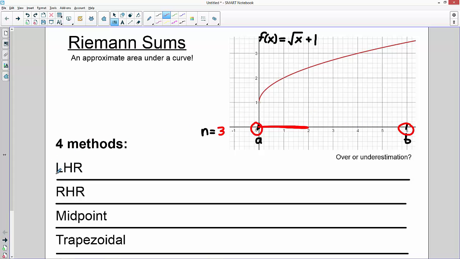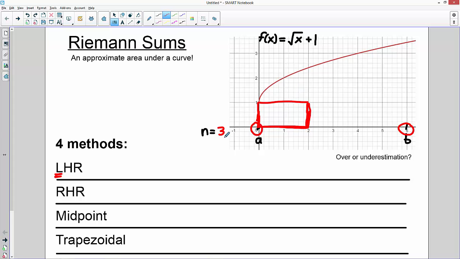Okay, so let's focus on left-hand rule. Left-hand rule means left, meaning when we draw our rectangle, we're going to draw up here, and we're going to draw up here. But what we're going to do is, left-hand rule, this L here says the left side will drive the height of your rectangle. So we go up the left side of my rectangle until I hit the function. The function is this red line here, which is square root of x plus 1. And we stop as soon as we hit the function. Once we do that, we go straight across, because that's the height of my rectangle, and then we come back down the right side. So that's the left-hand rule.